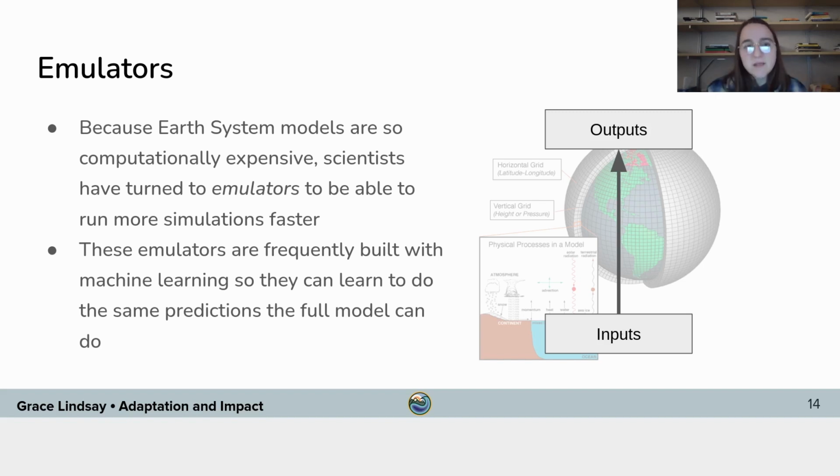Emulators are models that are meant to be less computationally expensive, but still allow you to see what the outcome would be for a certain input that you give the model. These emulators are frequently built using machine learning so that they can learn to do the same kind of predictions that the full Earth system model does, but in a smaller, faster way, so that you have the opportunity to explore more possible scenarios.